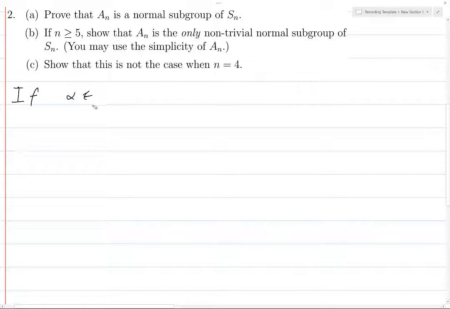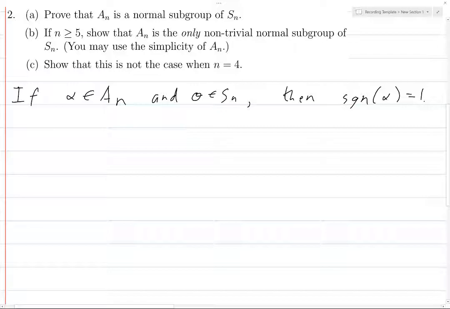We're going to prove that A_n is normal in S_n. Let alpha be in A_n and sigma in S_n. Then we know that the sign of alpha is 1, because that's what it means to be in A_n. The sign of sigma is going to be either 1 or -1.